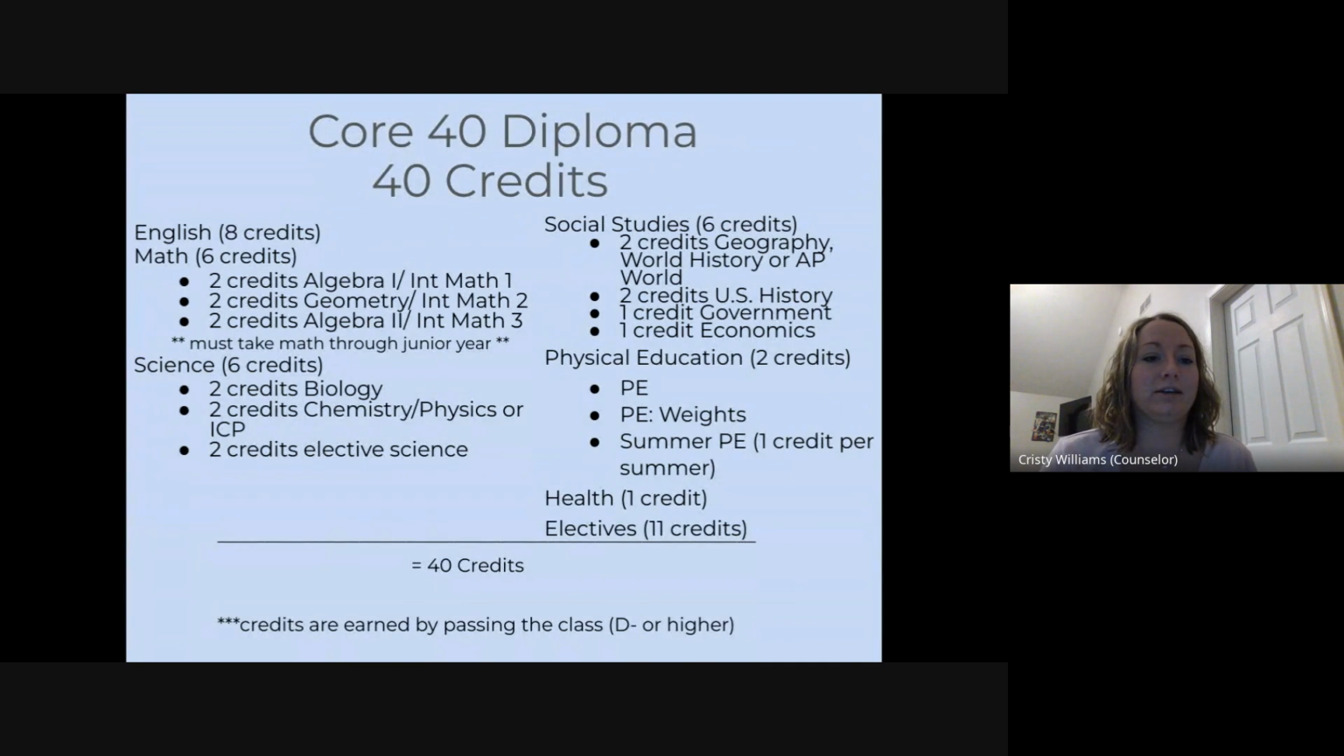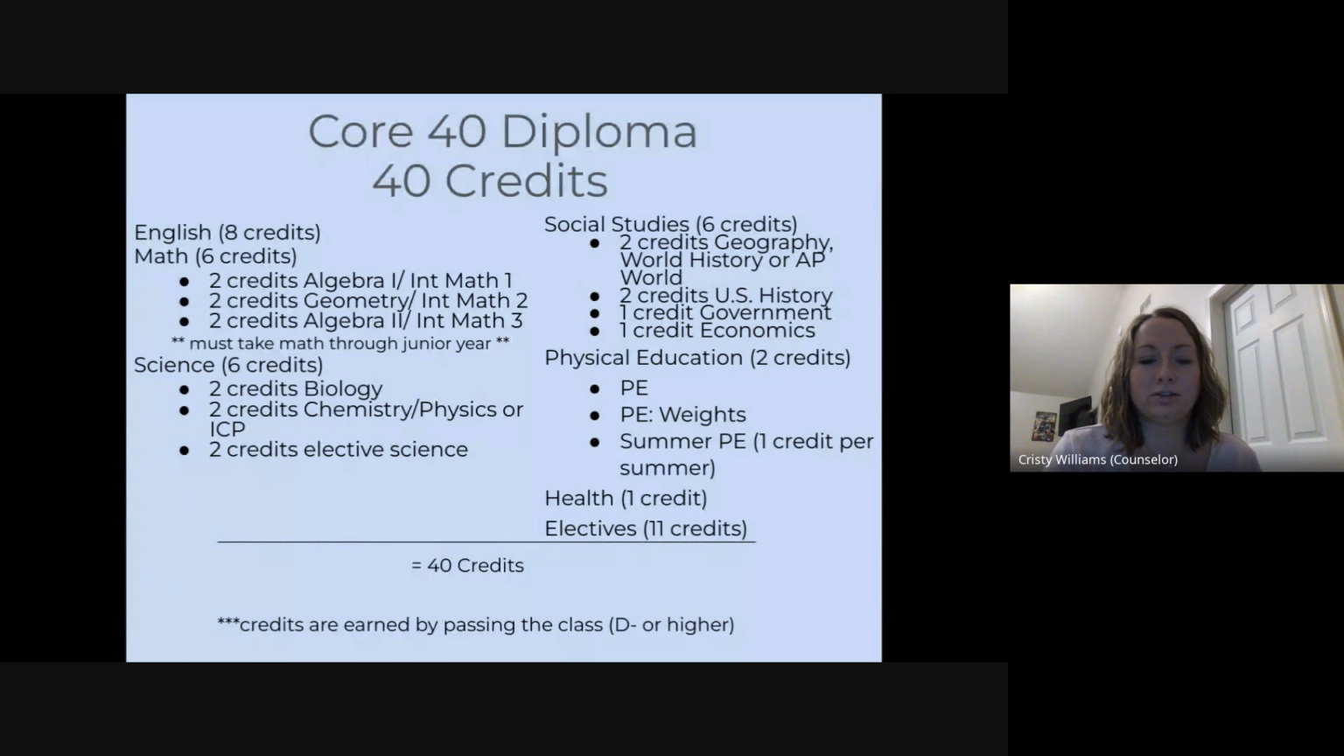So you can see on the screen some of the different credit requirements within the Core 40 diploma. They're pretty standard across all of these different categories. For English, there are 8 credits required. That means English every year in high school. For the Core 40, there's 6 credits of math. So in their 4 years of high school, they need to take 3 years of math. There are some options. Those are listed below.